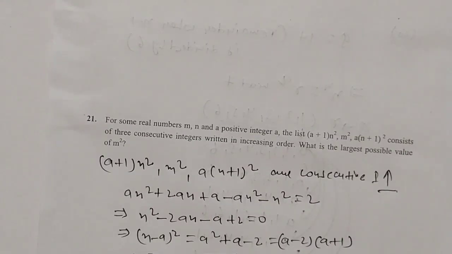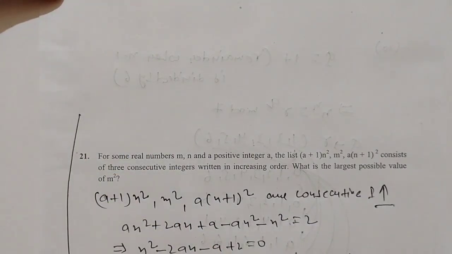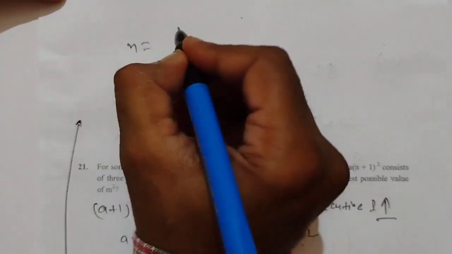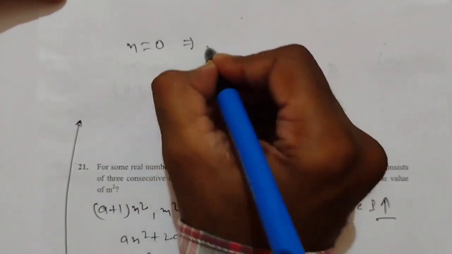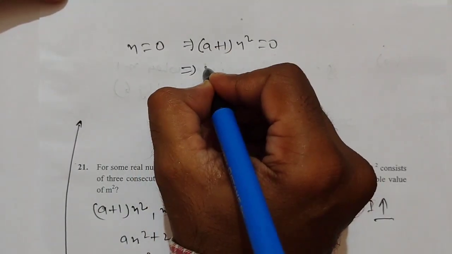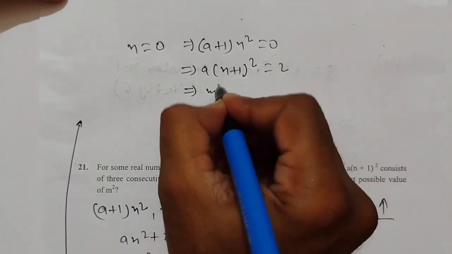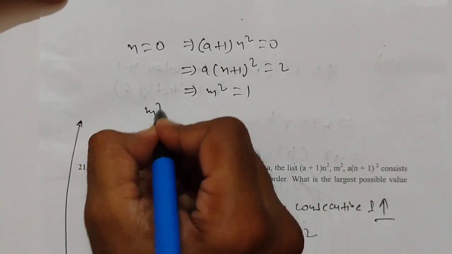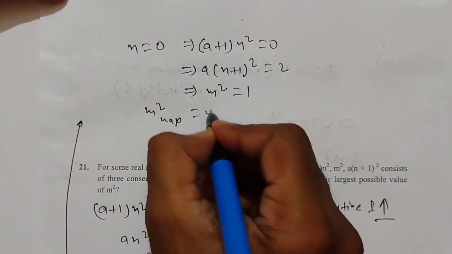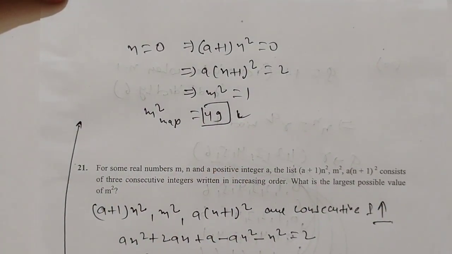Now if we use the value n is equal to 0, we have a plus 1 into n square is equal to 0, and this will imply a into n plus 1 whole square is equal to 2, and this will imply m square is equal to 1, and m square maximum is equal to 49. So finally we have the result is 49 here.